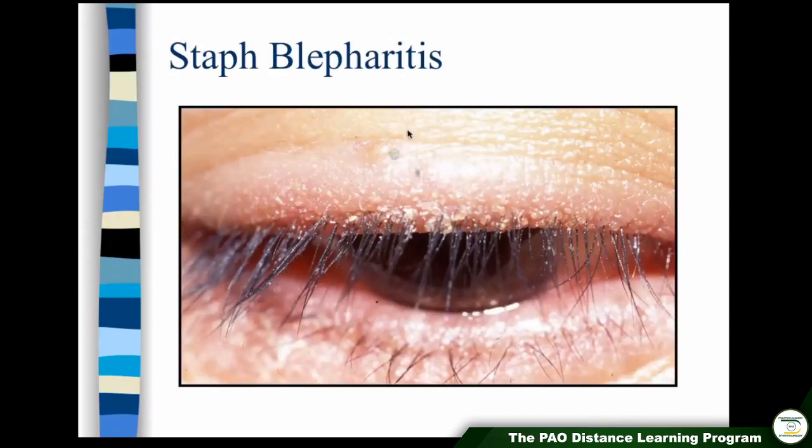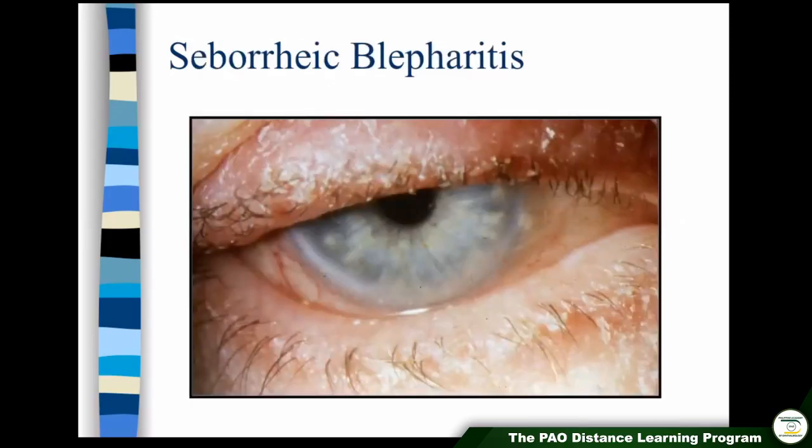Okay, those are the things that you have to ask. So of course, you try to look for lid margin erythema. If you're able to see the fibrin at the base of the lashes, then that will clinch your diagnosis for Staph Blepharitis. For Seborrhea, it's the opposite end of the age spectrum.